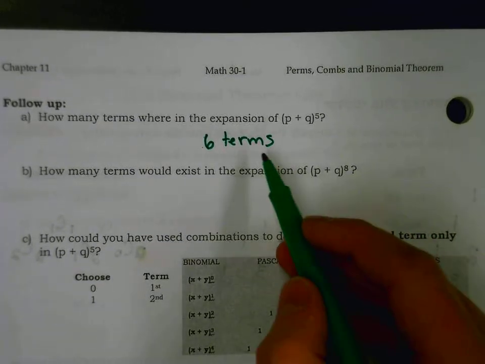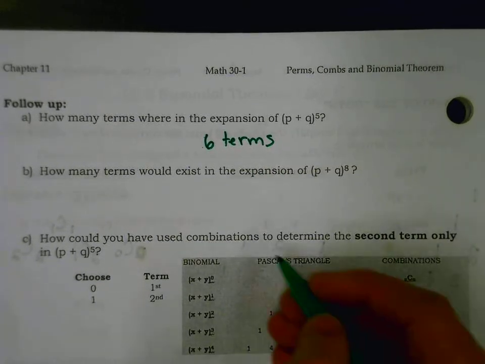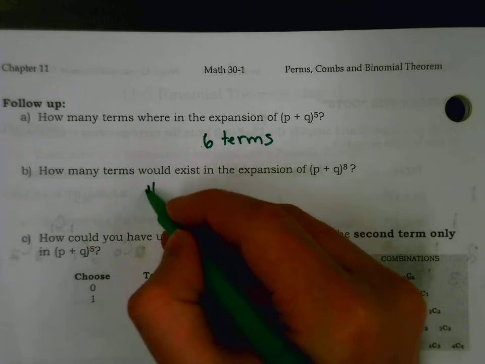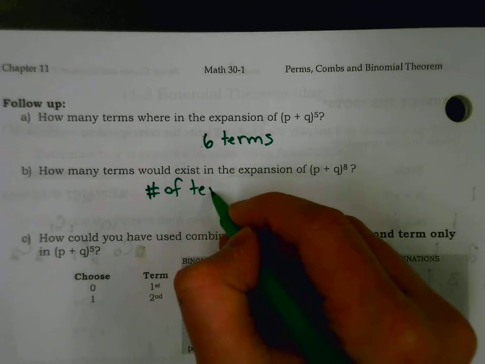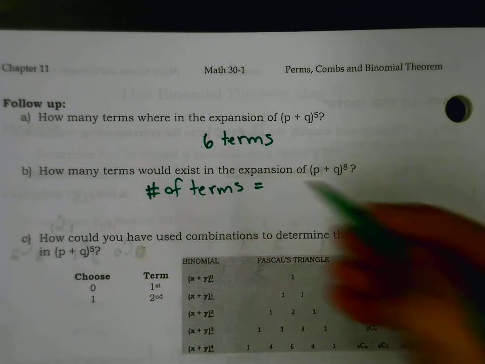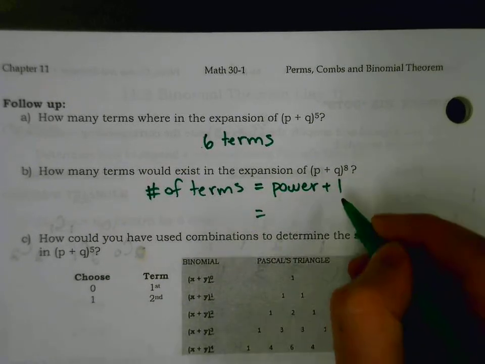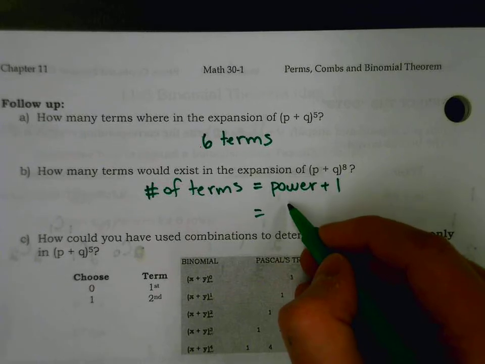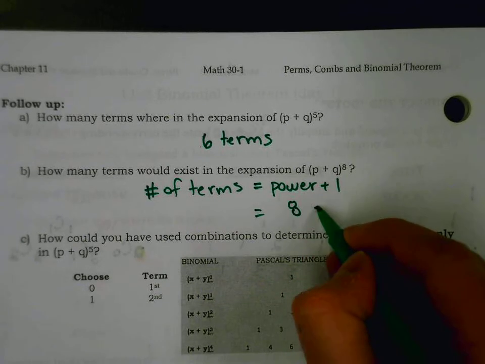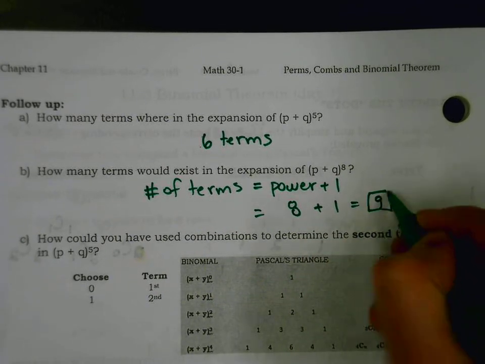There is always one more term than the power we're expanding. So the number of terms, we make ourselves a little formula, the number of terms is equal to your power plus 1. So in this case, how many terms would exist in the expansion of something to the 8? 8 plus 1, there would be 9 terms.